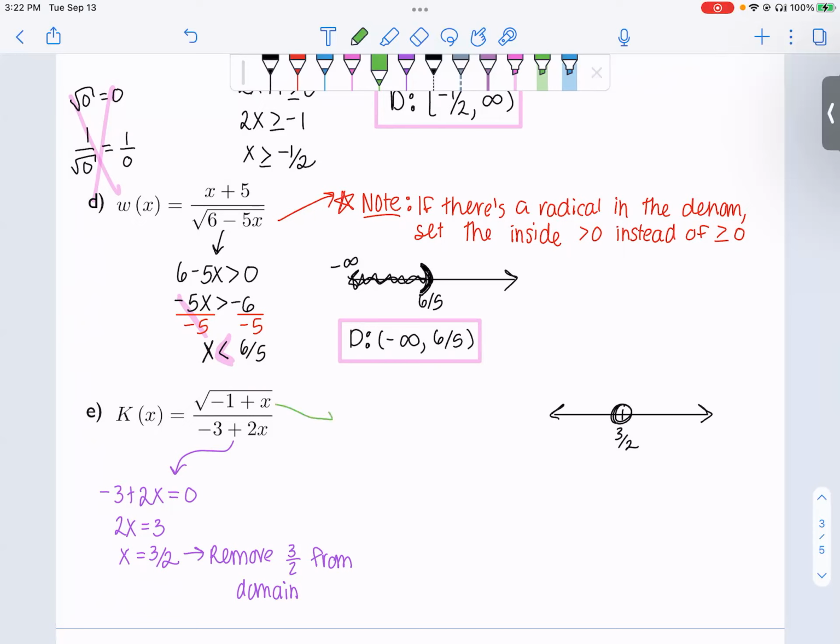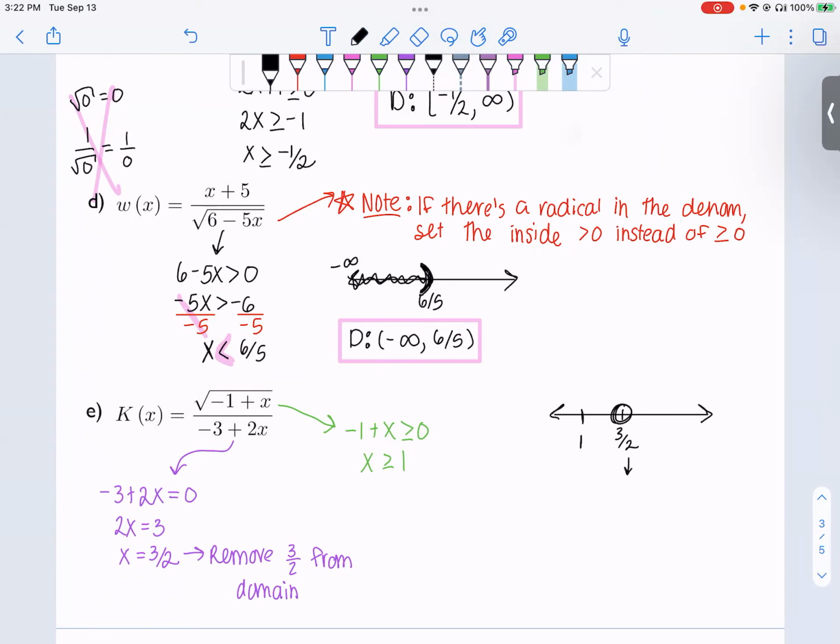The other issue is that we need the inside of the radical to be greater than or equal to 0. So we need negative 1 plus x, the inside, to be greater than or equal to 0. When the radical is in the numerator, you use the greater than or equal to. It's when the radical is in the denominator that you use strictly greater than. So I add 1 to both sides. I get x is greater than or equal to 1.